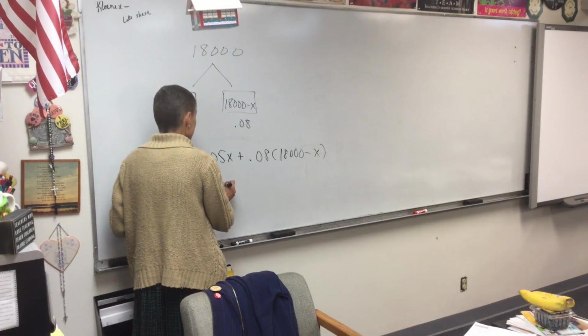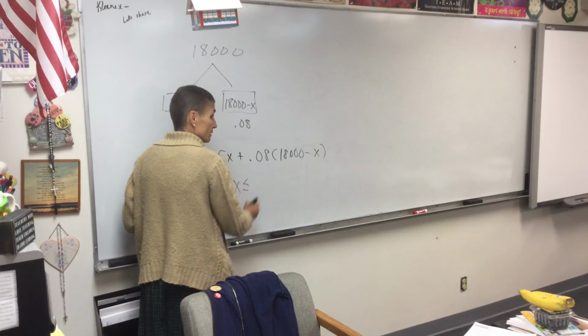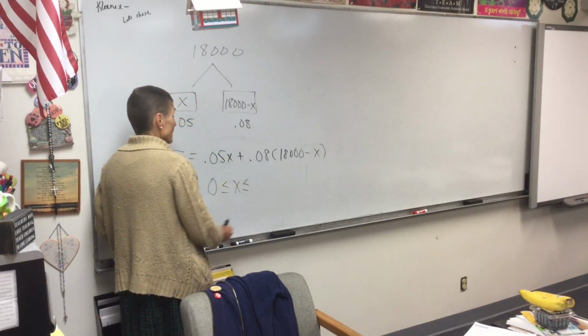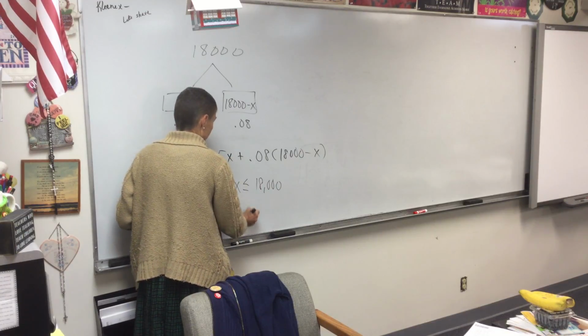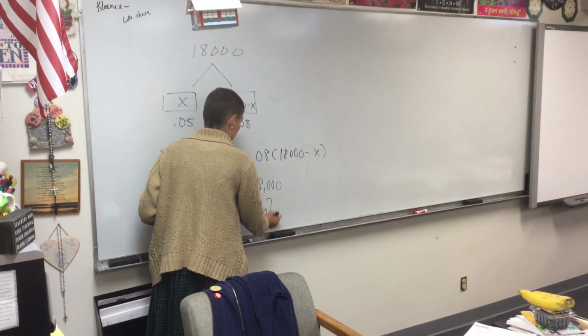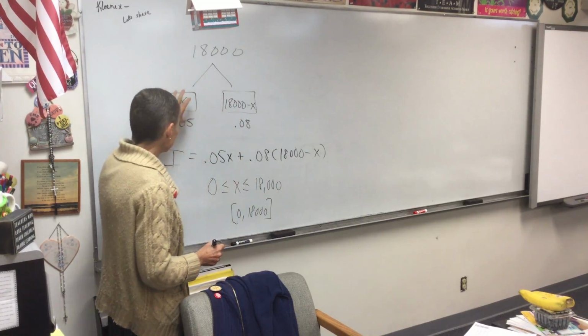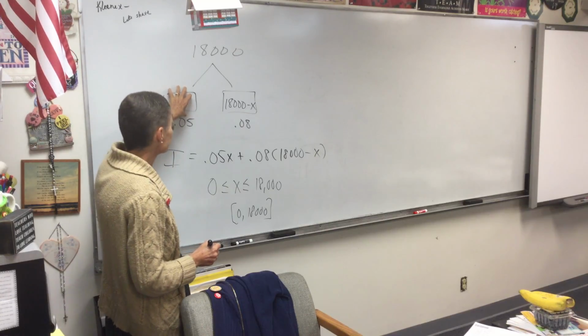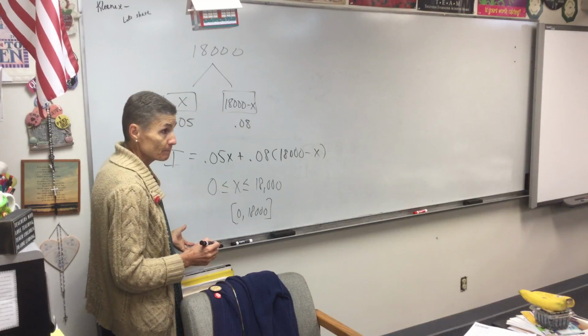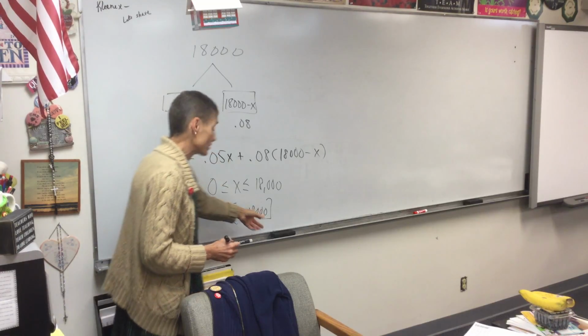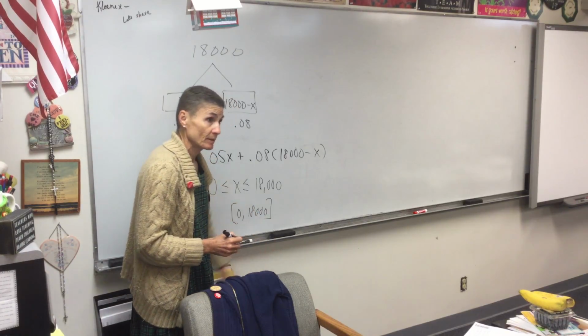Anything between 0 and 18,000. Or in terms of an interval, these are your possible values of X. Obviously, if X is the chunk of money you're putting in the bank at 5%, it can't be negative. And you only have 18,000, so it can't be bigger than 18,000.